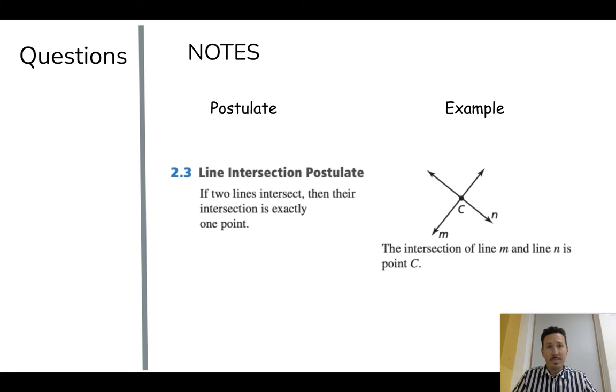Line intersection postulate. Here, what we're saying is that if you have 2 lines that intersect each other, or that they cross each other, then they intersect each other at only 1 point. So exactly 1 point, and that's it. So 2 lines intersecting, they cross at 1 point.